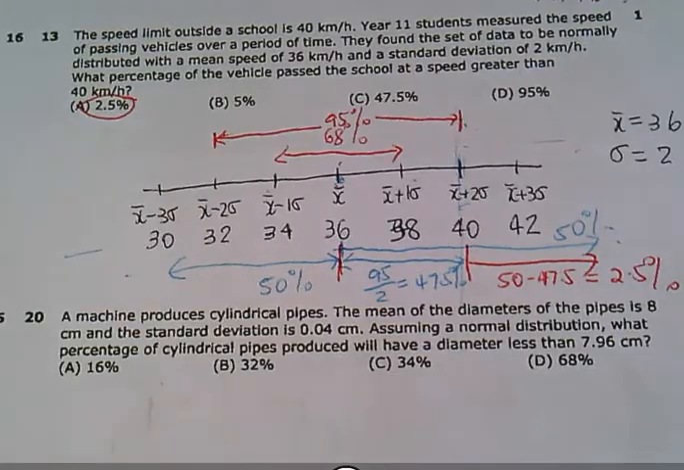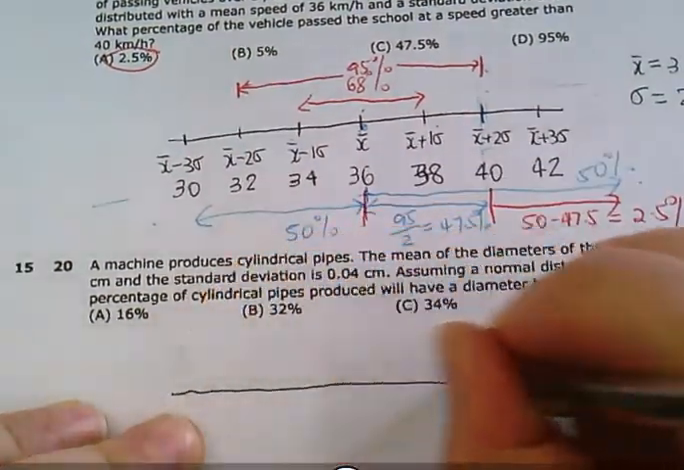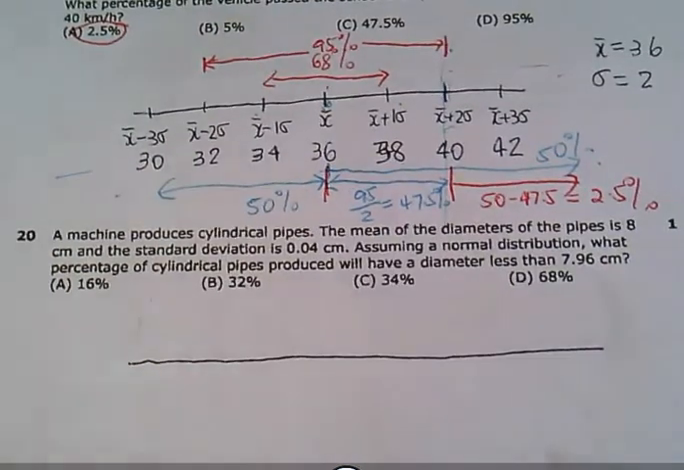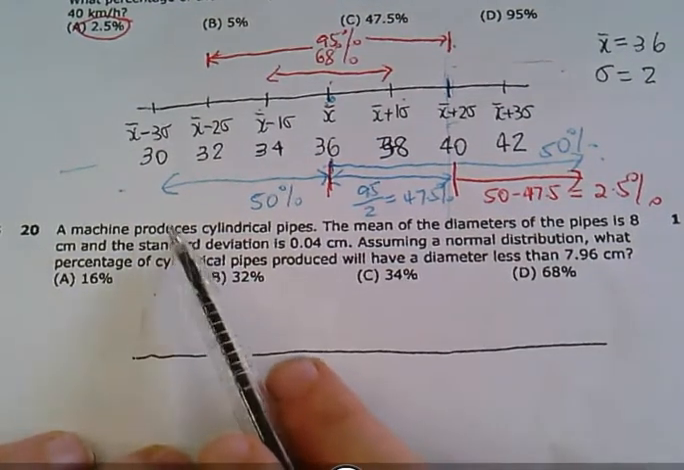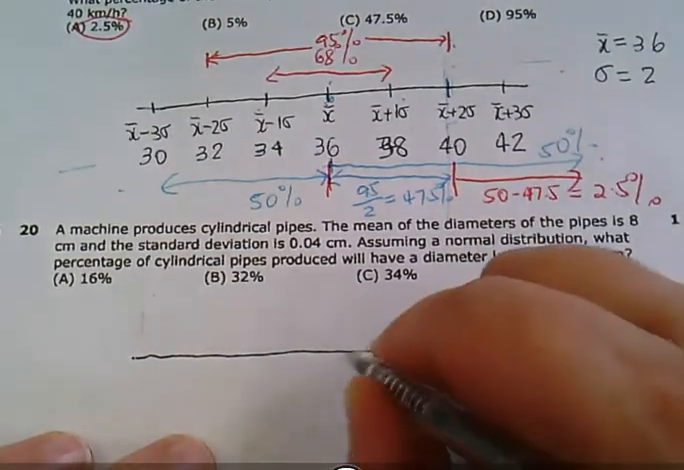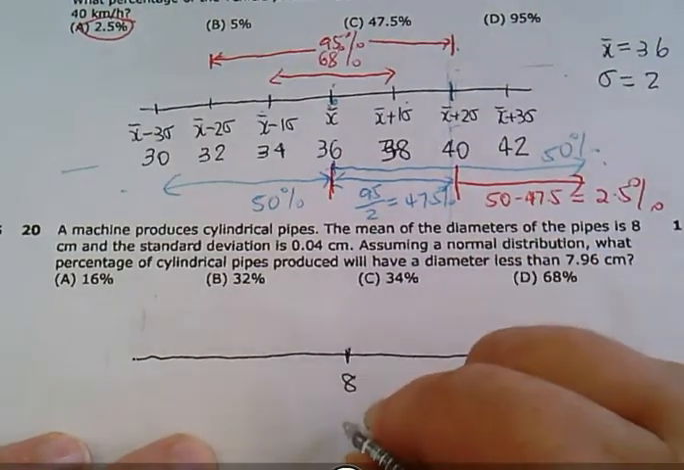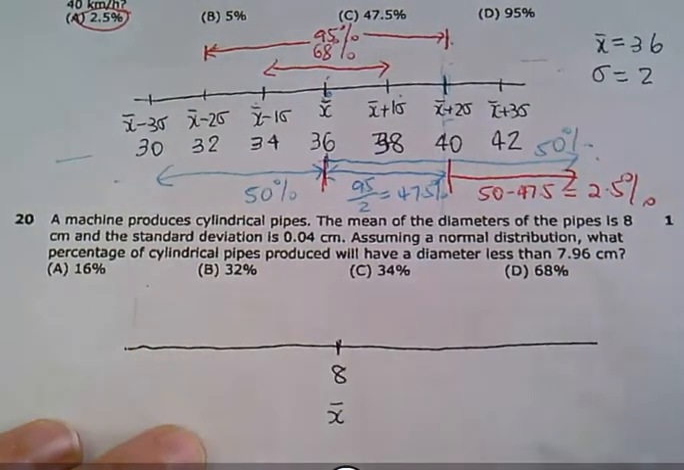We're going to practice this for the rest of the lesson, for the rest of the double. Anyway, the next exercise is very similar. So every time we get a question, we're going to draw. All right? Every time we get a question, we're going to draw. A machine produces cylindrical pipes. The mean of the diameters of the pipes is 8 centimeters. So I'm just going to put the 8. That's the mean. All right? And the standard deviation is 0.04.